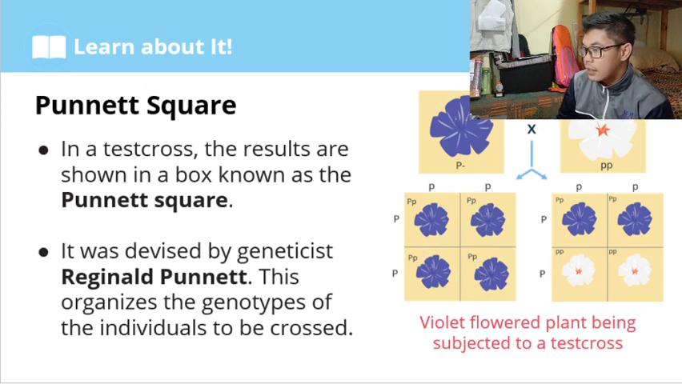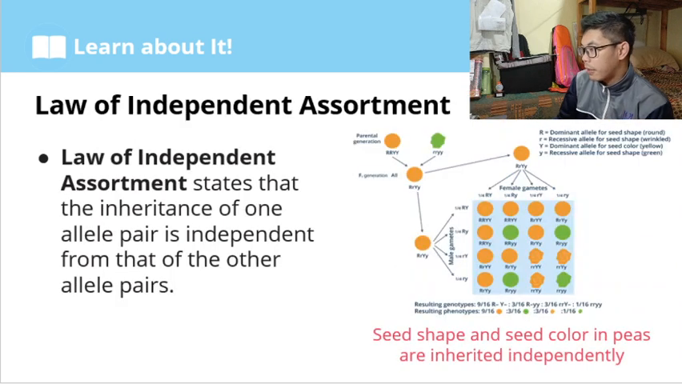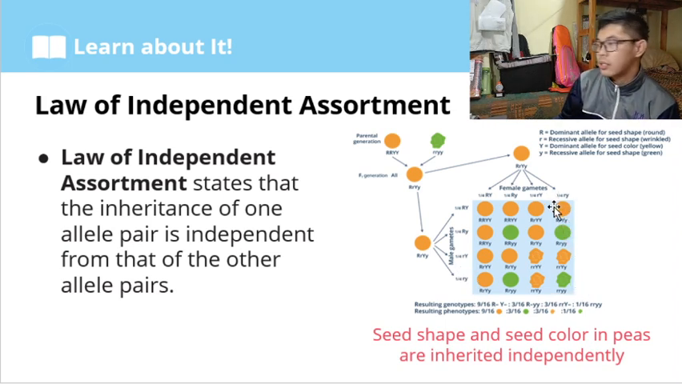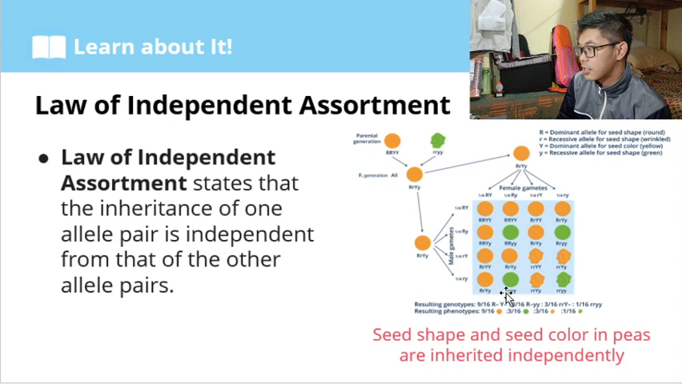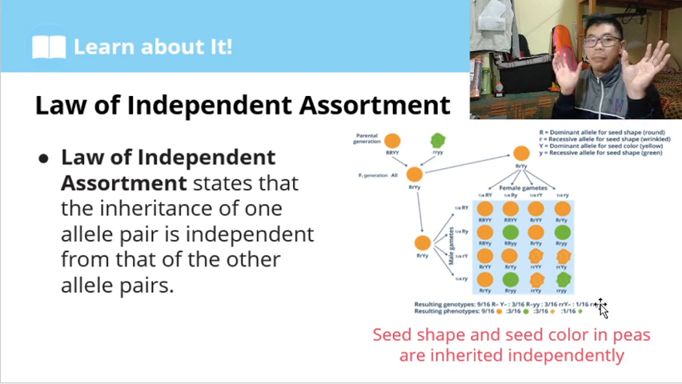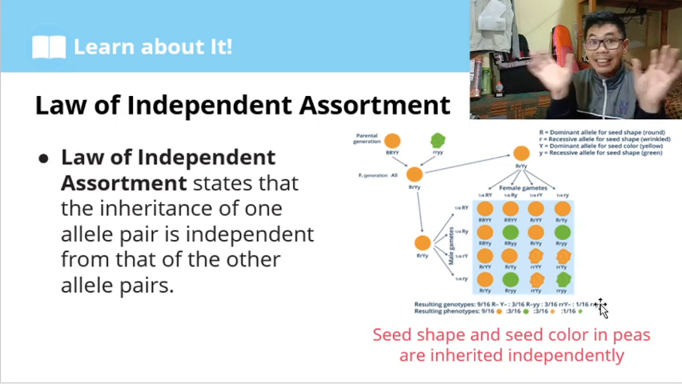So, malalaman natin ang chance ng mga offspring nila using only 4 boxes. But this time, in the law of independent assortment, nakita natin that this box right now is actually 16 squares. This is a Punnett square of 16 boxes inside. So, seed shape and seed color in peas are inherited independently. Dito po kasi sa independent assortment, hindi lang isa na trait yung i-cross natin. Di ba? Last time sinabi ko, pandak at saka matangkad. So, yung trait na yun height lang. Alright? Height lang yung pinag-uusapan natin.